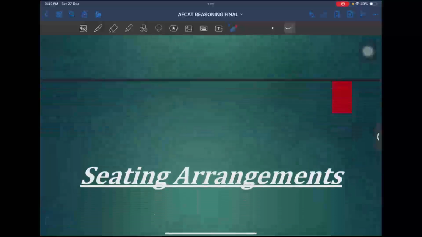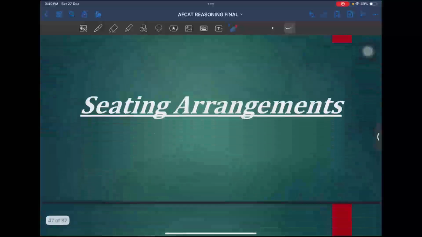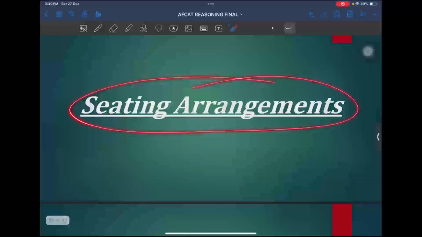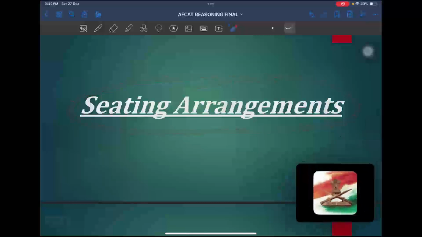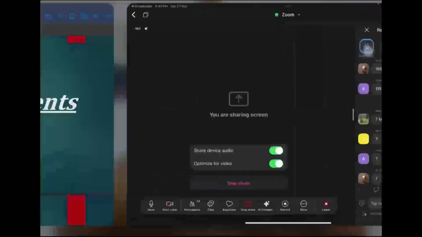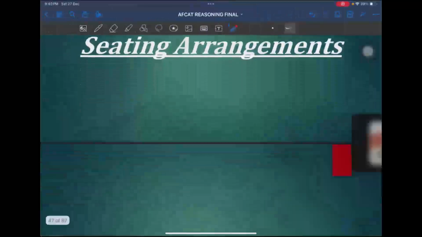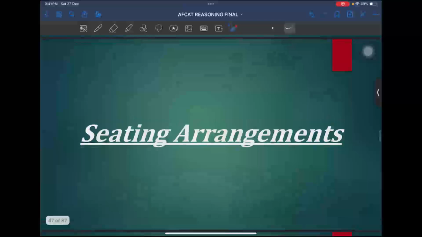And now let us move on to the next topic, that is seating arrangements. Is it okay? Can we move on to the next topic? Now let us move on to the next topic, that is seating arrangements.